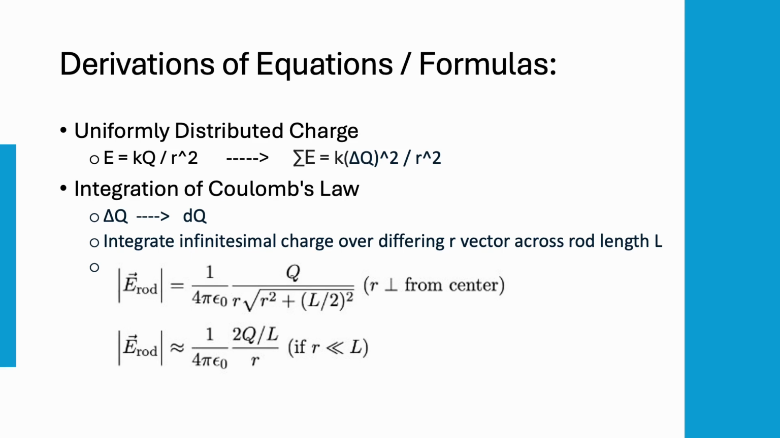Derivations of equations and formulas. Uniformly distributed charge is where instead of taking all of the charge q in one equation, we split q into even chunks of delta q. Taking the limit of this, we get dq, an infinitesimally small chunk of charge associated with an infinitesimally small chunk of the tape. Integrating over the length of the tape modeled after a rod, we get these formulas, which are in our class formula sheet.